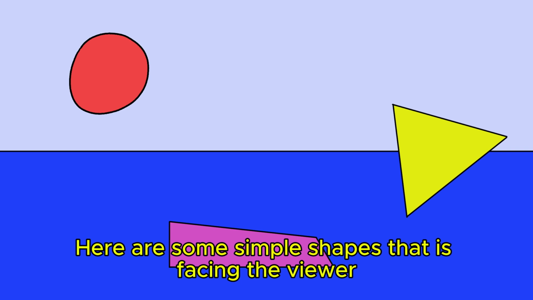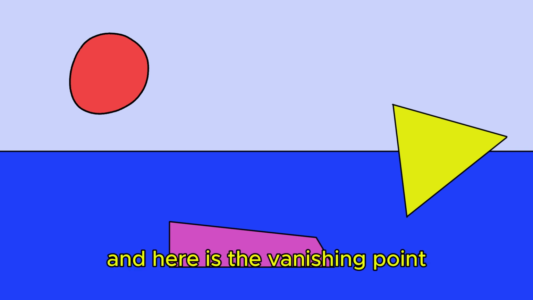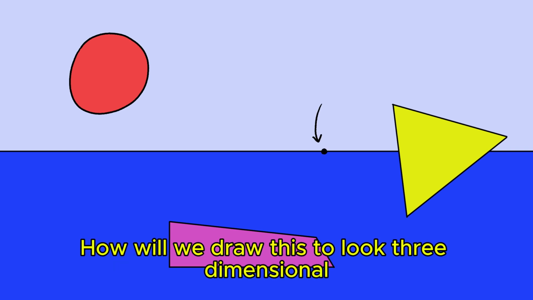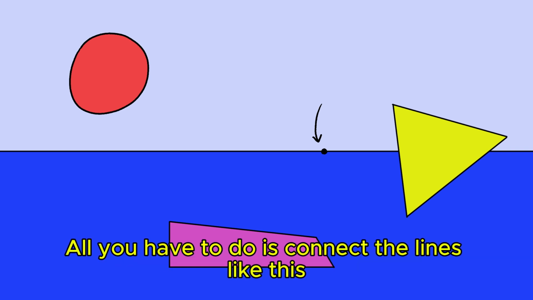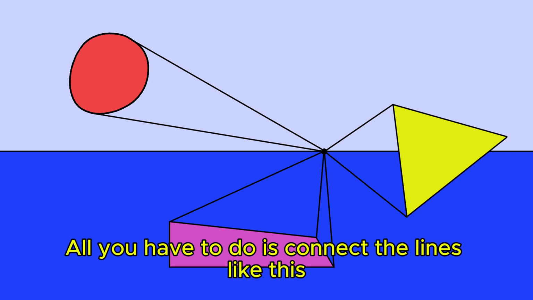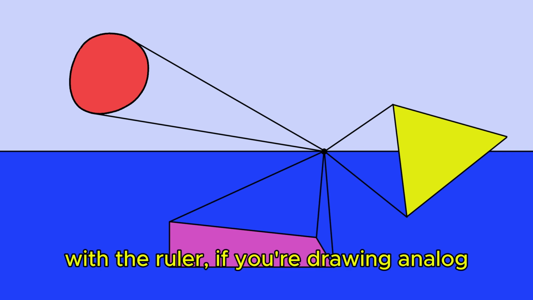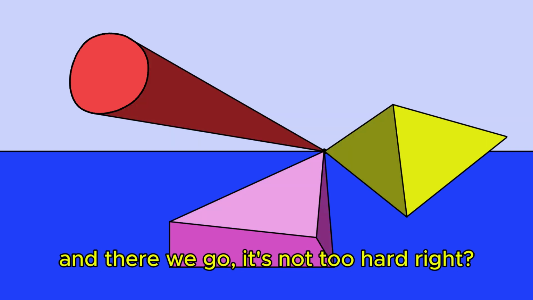Okay, now let's try actually doing some practice on drawing one-point perspectives. Here are some simple shapes that are facing the viewer, and here's the vanishing point. How will we draw this to look three-dimensional using one-point perspective? All you have to do is connect the lines like this with the ruler if you're drawing analog, and there we go. It's not too hard, right?